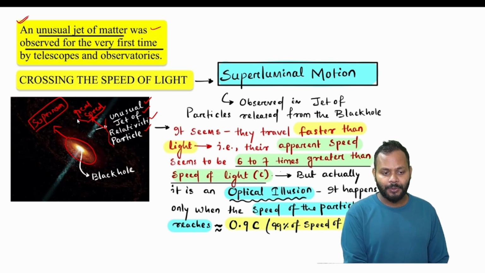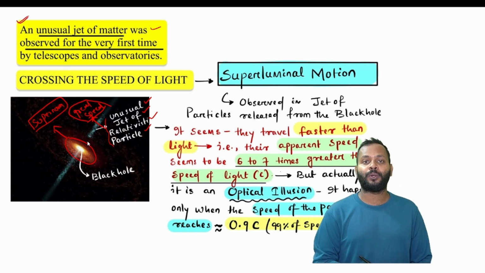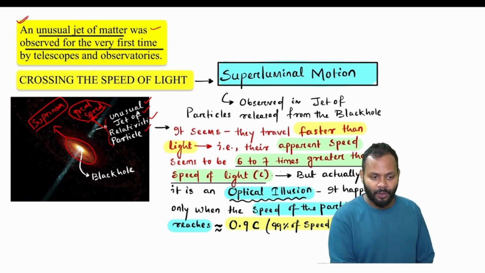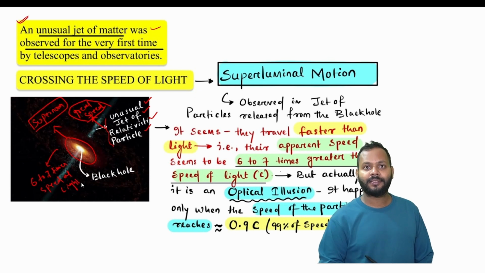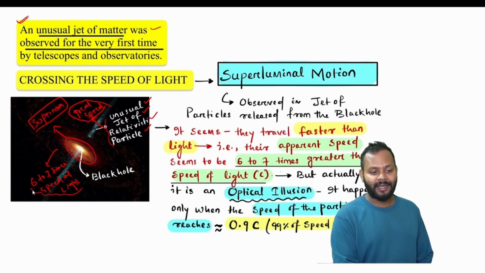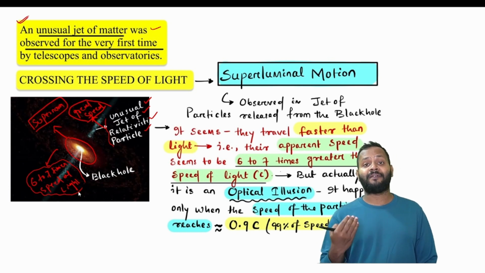Now, the great speed is measured. What can be the speed of these particles after the supernova explosion? We find that these particles, the unusual jet of relativistic particles, travel at almost 6 to 7 times the speed of light. This is extremely contradictory and practically not possible. We already know no particle can travel faster than the speed of light. So how can this unusual jet of relativistic particles move more than 6 to 7 times the speed of light?